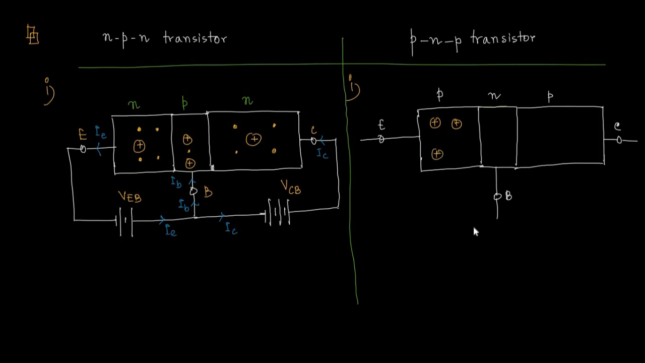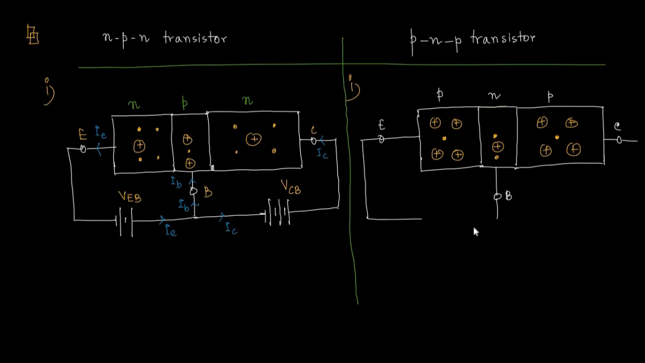Positive sign are the holes which are majority charge carriers in P-type emitter. Similarly, these are the holes in P-type collector. Now we can denote the majority charge carriers of N-type base. Dot means conduction electrons which are the majority charge carriers in N-type base.